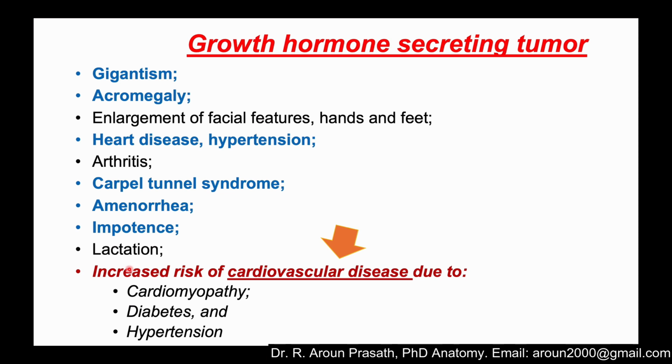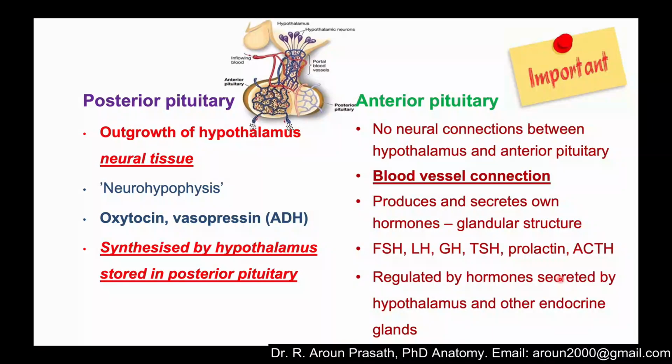Then lactation is disturbed. Then cardiovascular diseases like heart disease, diabetes, and hypertension also come. Then, as I told you, coming to the posterior pituitary, only the neuron connection is present between the hypothalamus and the posterior pituitary, which releases oxytocin and vasopressin.